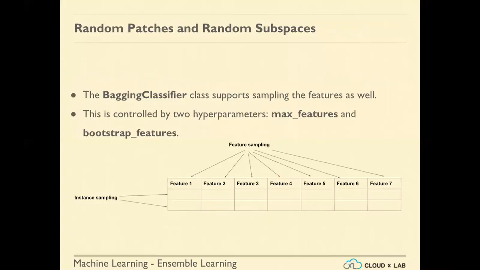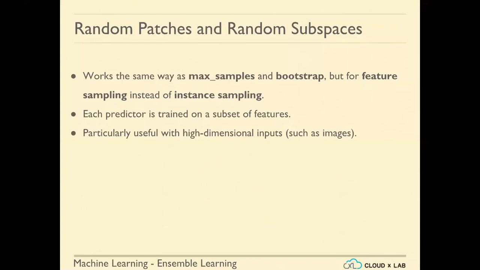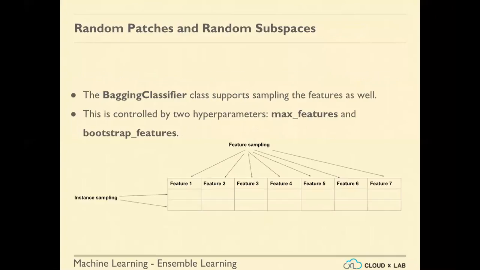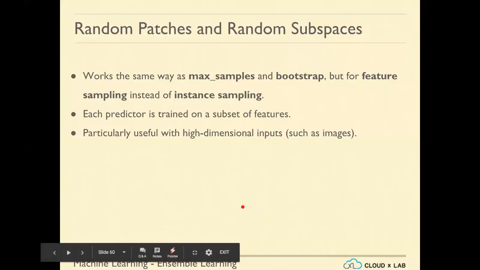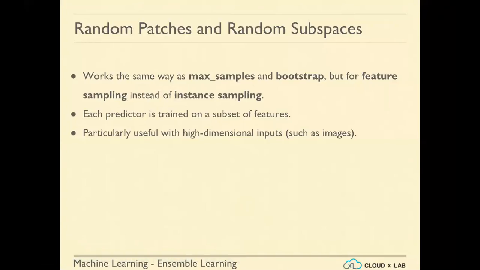Going back, here we are basically trying to sample the features, meaning we'll pick up some of the features, not all. Let's say for training one of the decision trees, we'll pick these features. For training the second decision tree, we might pick up another set of features, and this is called feature sampling. So it works the same way as max samples in the usual bootstrap. So instead of max samples, we have max features, and instead of bootstrap samples, bootstrap features.